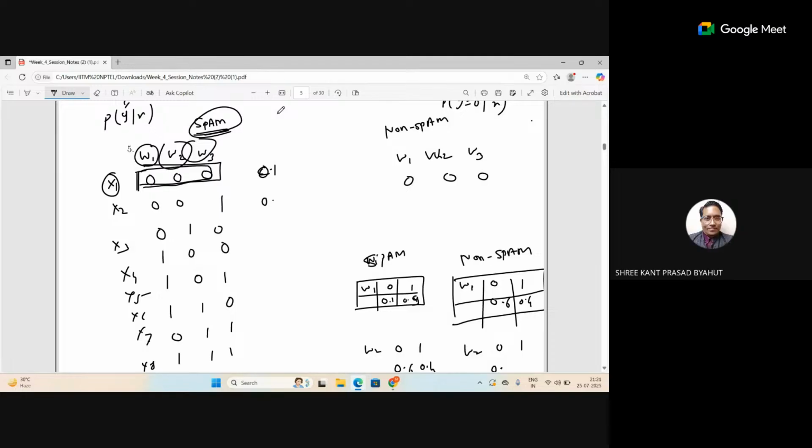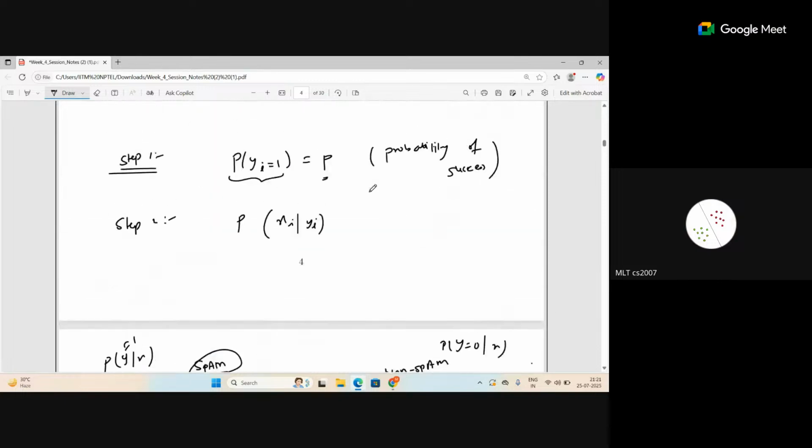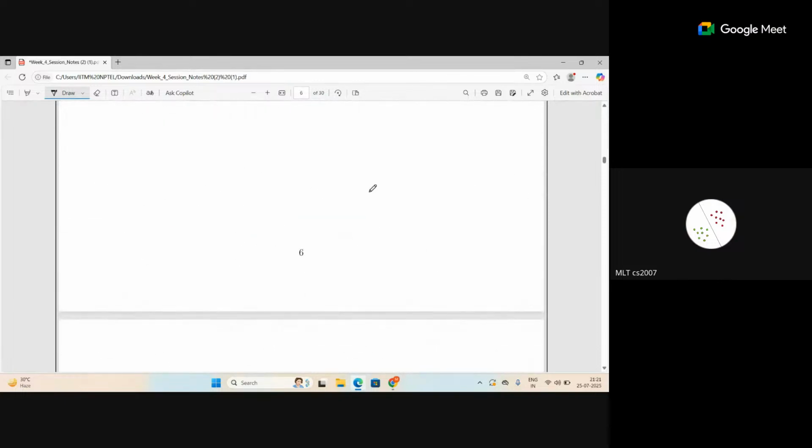You are asking probability of X1 or probability of W1? X1. In generative models, what you need to find out is the probability of y into the probability of x given y. Y is given now, so it is the probability of X given Y.